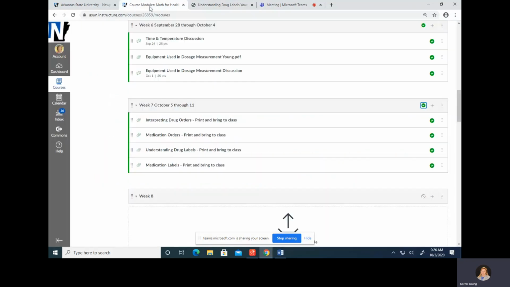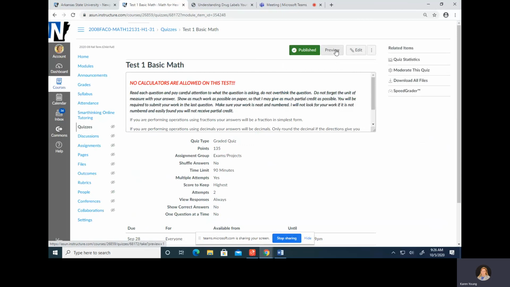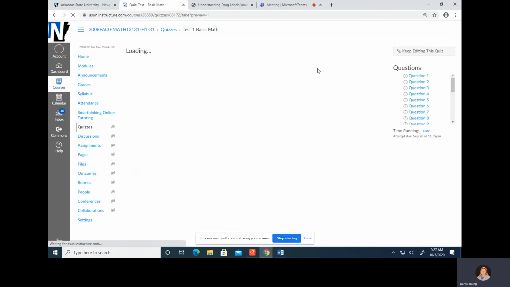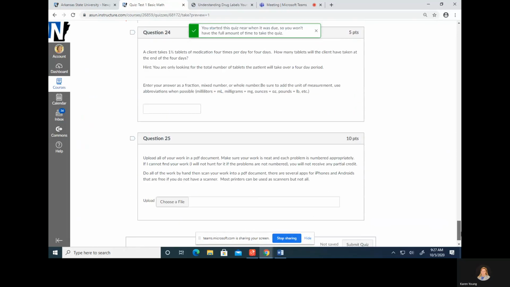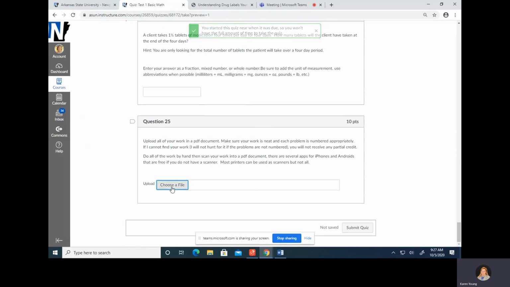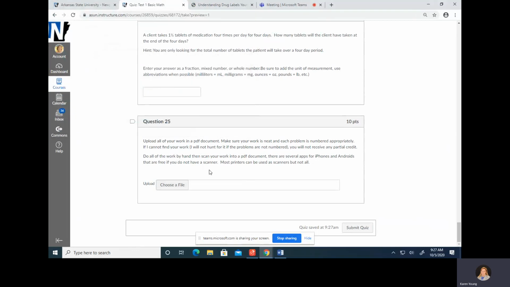If you go in, let's see. This is the first test, and I want to preview it. It's not going to let me attach anything. I've tried this before. But you'll click Choose File. Go over here and choose whatever file you want. You can scan it and save it to your computer, or email it to yourself and save it to your computer. And then you open it, and it should give you the file name right here.